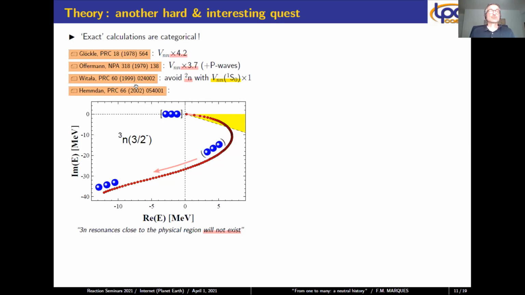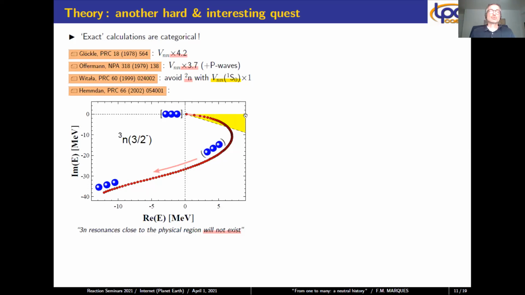And again, in 2002, by solving exactly the Faddeev equation, this is the kind of picture that they obtained. This is from the 2002 paper. You force the system to be bound here, and then this is the complex energy plane, and you start to release these constraints until you remove them completely, and you see where in this complex plane the resonance will end up.